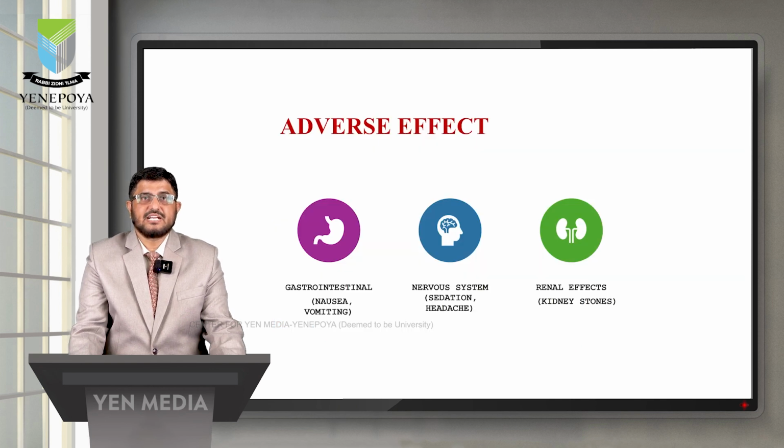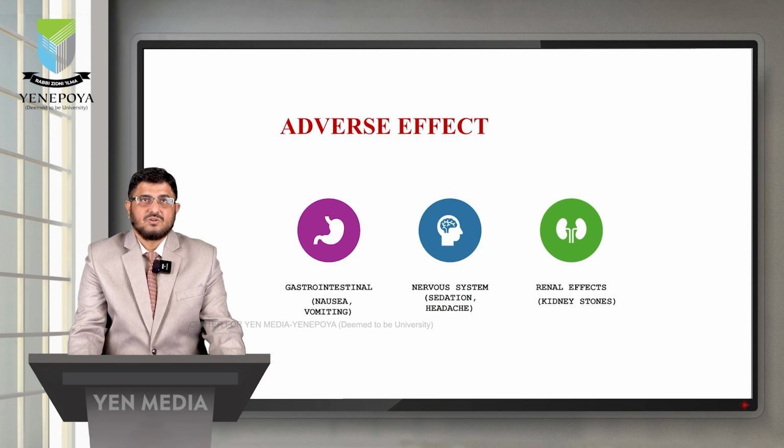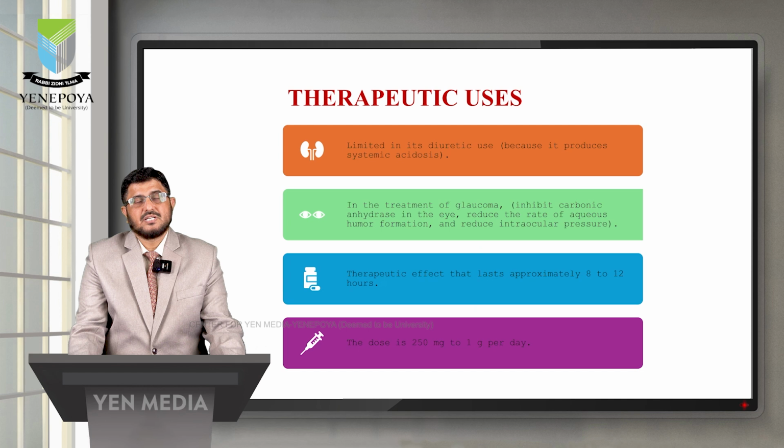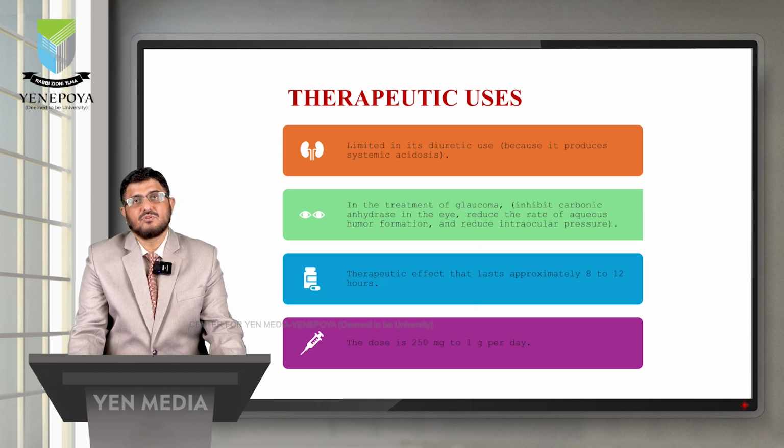It has gastrointestinal effects, that is nausea and vomiting, nervous system effects like sedation and headache, and in the renal system it forms kidney stones. Coming to the therapeutic uses, its use as a diuretic is limited because it produces systemic acidosis. Systemic acidosis is produced because the excretion of bicarbonate is high, so the blood becomes acidic in nature.